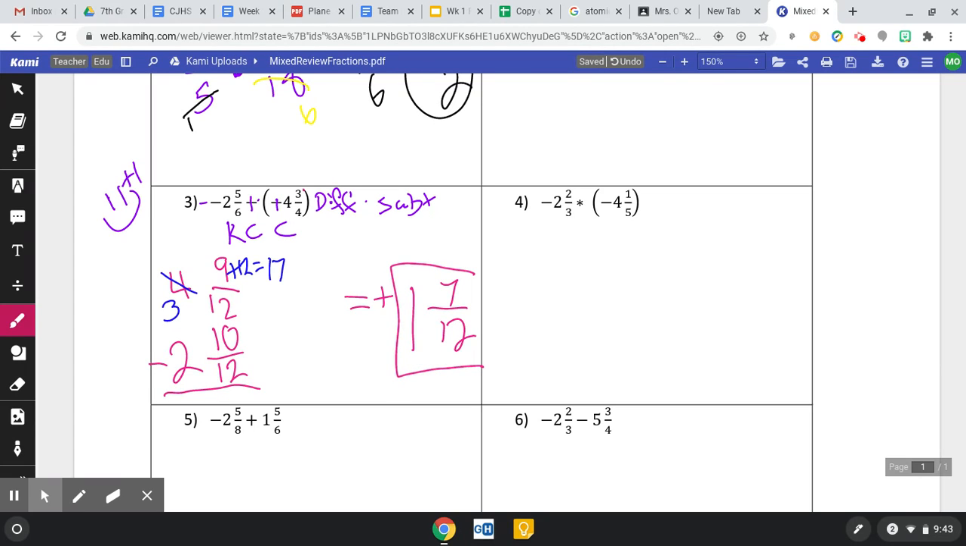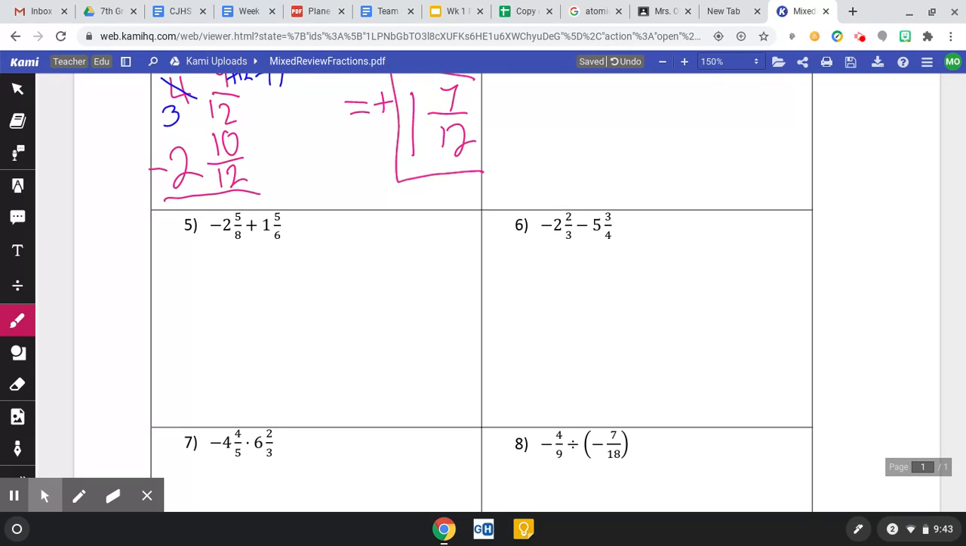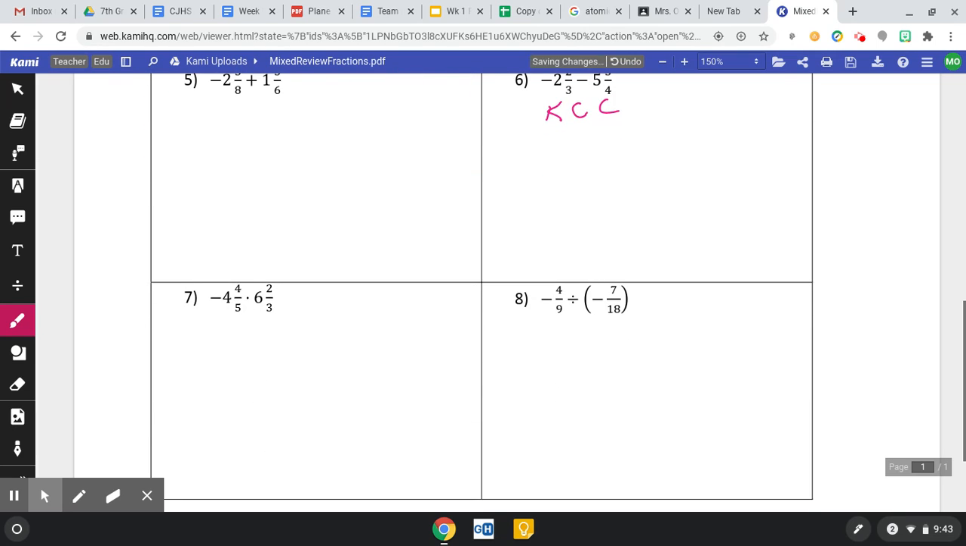Make sure you're looking and paying attention if you have same signs or different signs, so it helps you. Remember, if you have subtraction, you're going to need to do your keep, change. If it's division, you're going to do keep, change, flip.